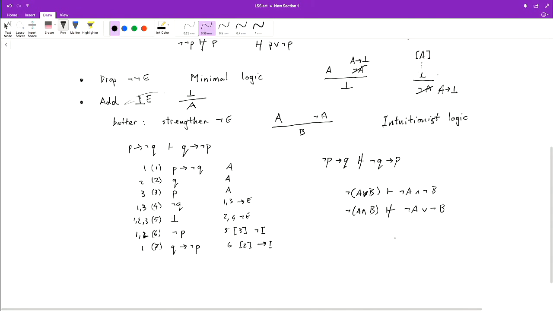Right, because there may be some futures where A gets to be true and some where B gets to be true. I mean some bigger states. So some of these things that look equivalent classically are not intuitionistically equivalent.